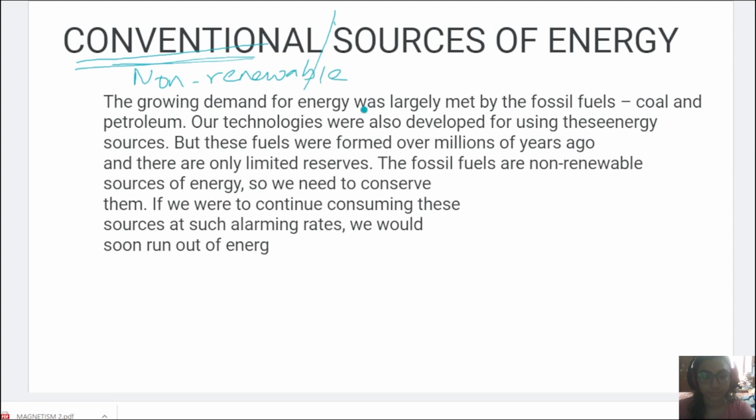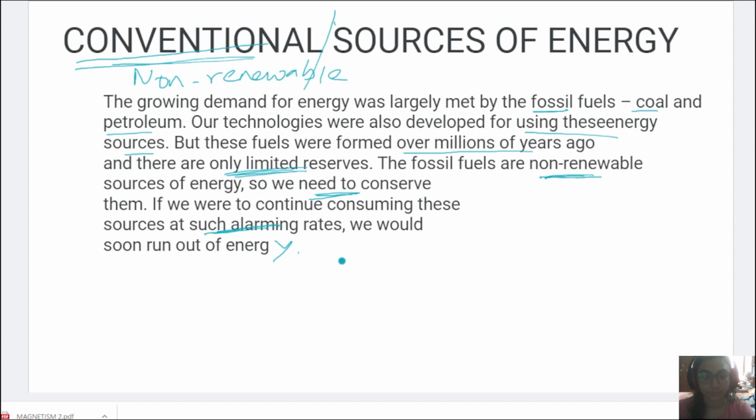The growing demand for energy was largely met by fossil fuels, coal and petroleum. Our technologies were also developed for using these energy sources, but these fuels were formed millions of years ago, and there are only limited reserves. Once we are done with the oil, we cannot reproduce it. They are non-renewable, so we need to conserve them. This is very important. If we continue consuming these sources at such alarming rates, we would soon run out of energy.